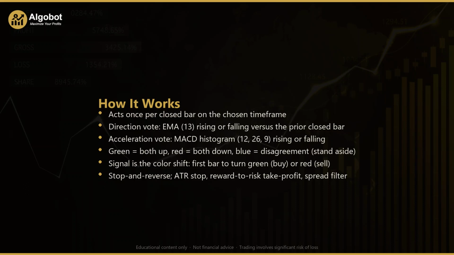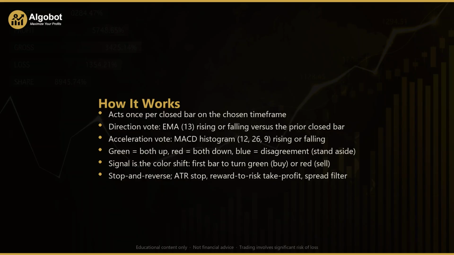This expert advisor works on closed bars only, checking its conditions once each time a new bar completes on your chosen time frame. That keeps its decisions stable and avoids reacting to every flickering tick. The heart of the strategy is a pair of votes. The first vote is direction, and it comes from an exponential moving average with a default period of 13. If that average is higher than it was on the previous closed bar, the trend vote is up. If it's lower, the trend vote is down.